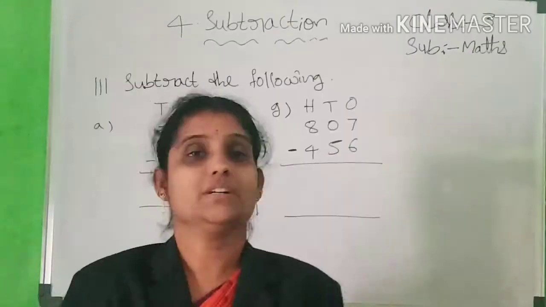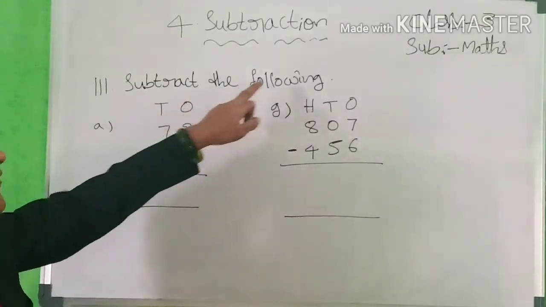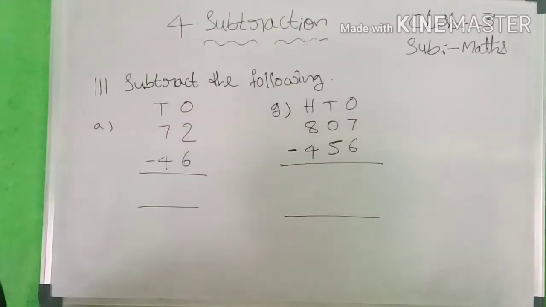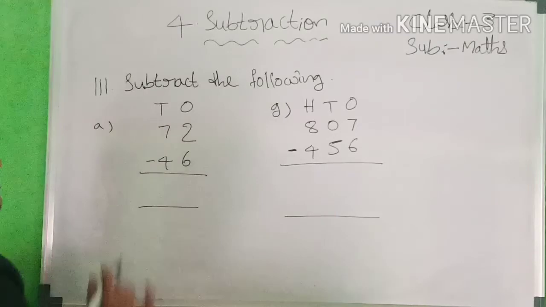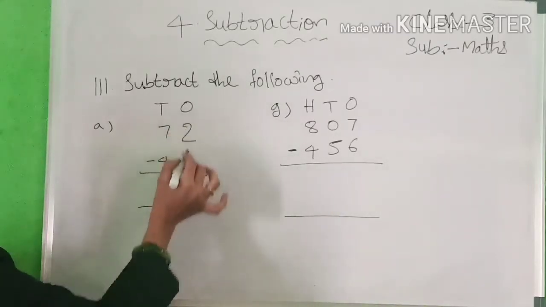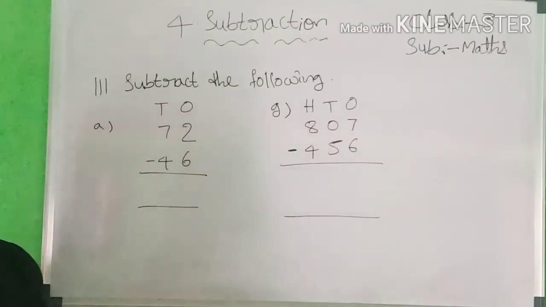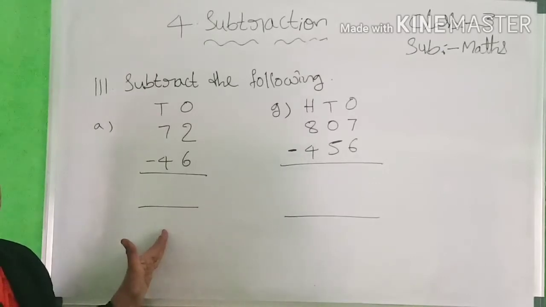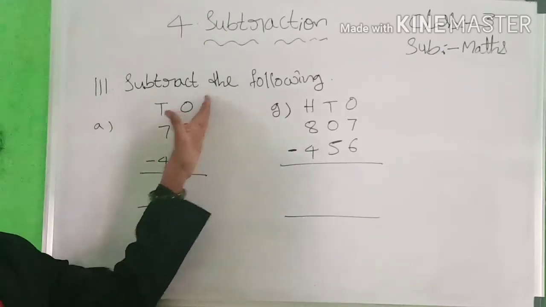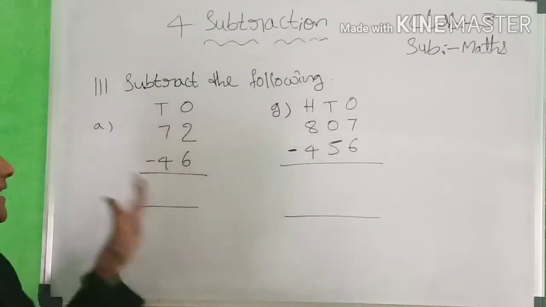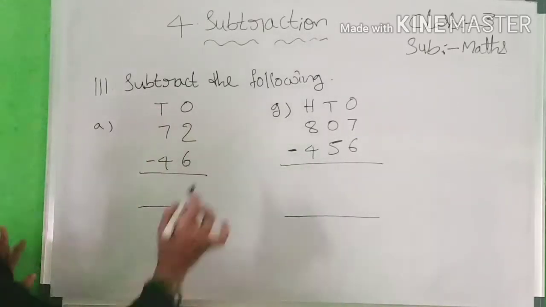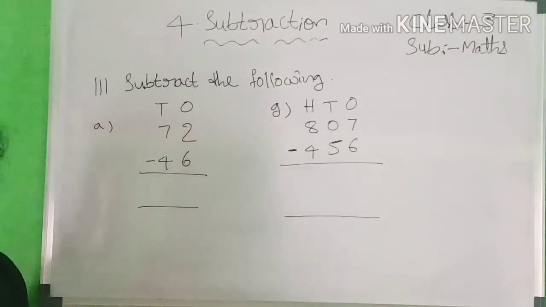Note this one. Third bit. Subtract the following. Look here. A1. 72 minus 46. Now, this one ones place, this one tens place. When you are subtracting you have to do ones place first. You have to subtract first of all ones, then tens, then hundreds like that. Okay children. 2 to 6 going, children? 2 to 6 not going.